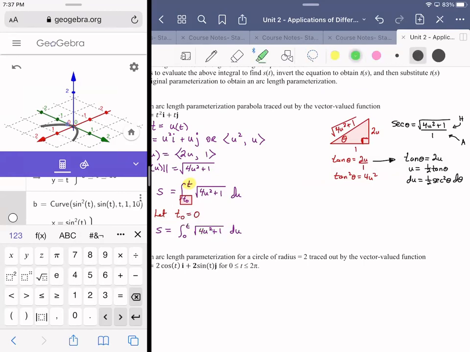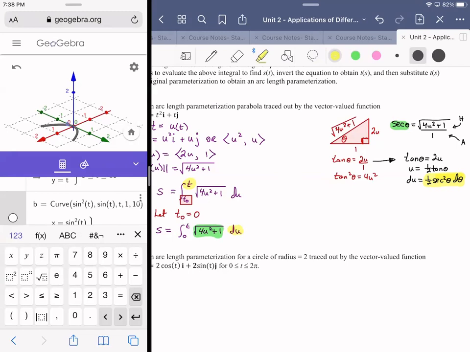Make that look a little nicer. Swap out the entire radical for a secant theta, and then swap out the du for this, clean it up and go from there. All right. But we also have the bounds.